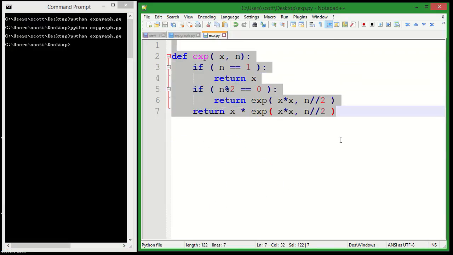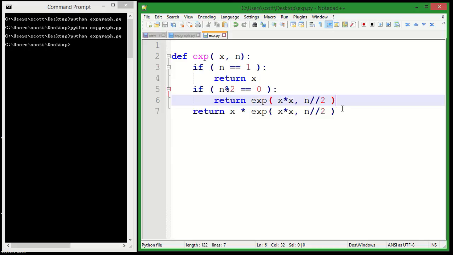This is my Python code for doing the recursive method, and I'm going to also include this in the description. If you want to learn more about this, a great way to start would be just using this code and looking at it and figuring out how it works.